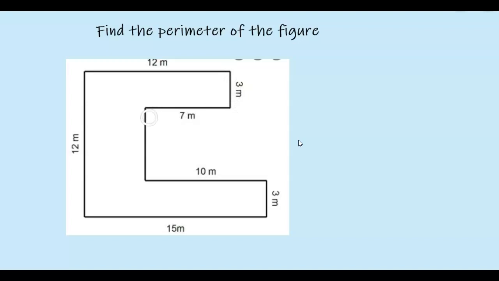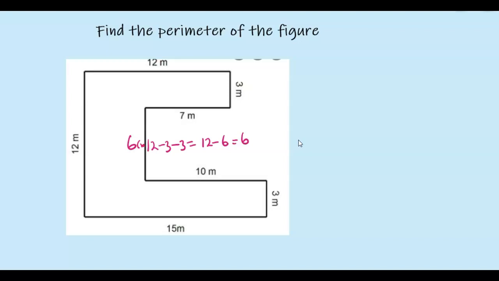One thing that we have to figure out is here. We know that there is no number here, so we have to work it out before we start adding them up. So we know that from here to here is 12, and this little piece here is 3, and this little piece is 3. So for us to get this portion, it's going to be 12 minus 3 minus 3, which becomes 12 minus 6, which is 6. So here is 6 centimeters.